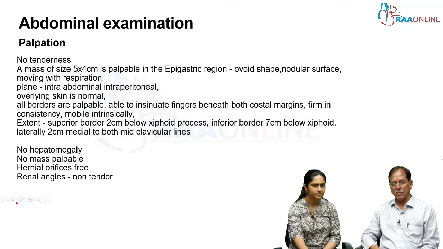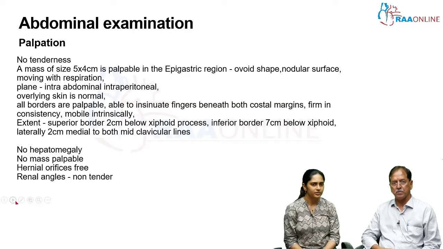Coming to palpation, sir, there is no tenderness. A mass of size 5 by 4 centimeters is palpable in the epigastric region. It is ovoid in shape with a nodular surface, moving with respiration. The plane of the swelling is intra-abdominal, intraperitoneal. Overlying skin is normal. All borders of the swelling are palpable. I am able to insinuate my fingers beneath both costal margins. The swelling is firm in consistency and has intrinsic mobility.